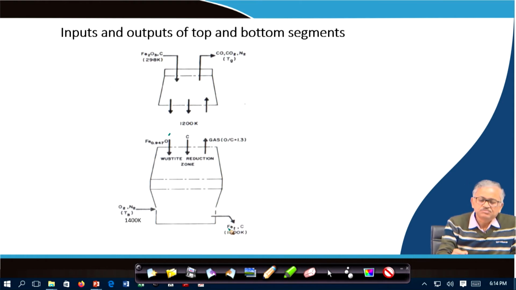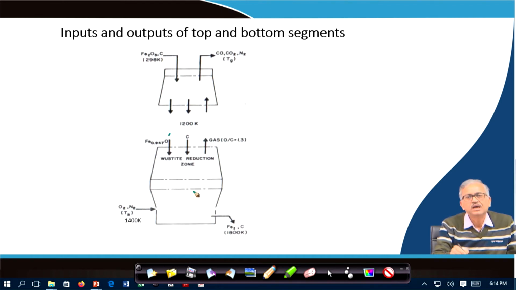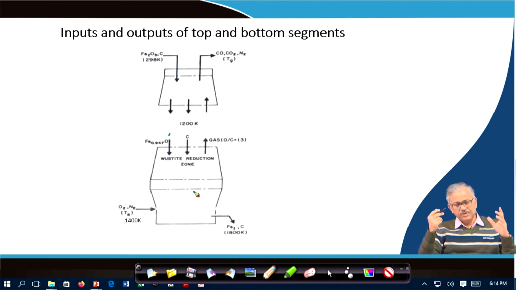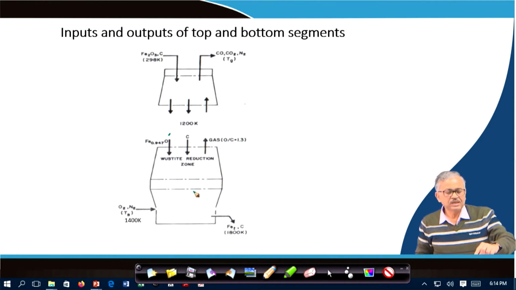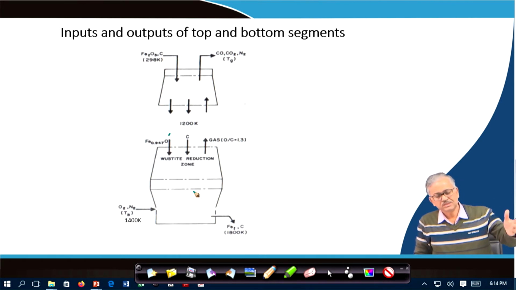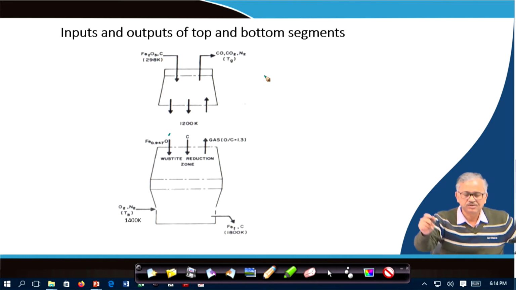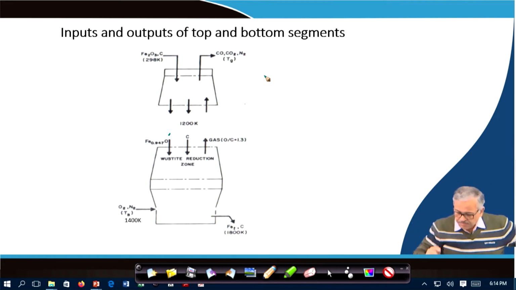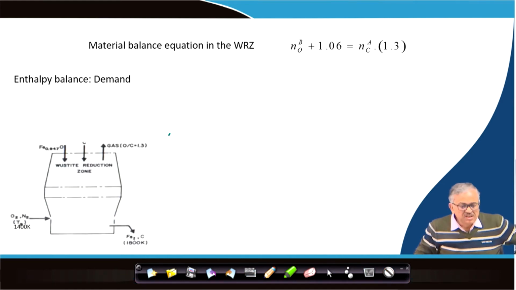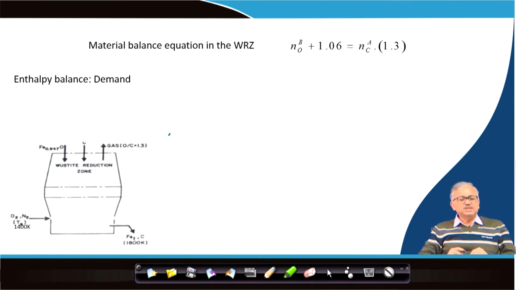So, this is the system. So, I will just make a heat and material balance of the Wüstite reserve zone, and I can get the operating line. Okay. Based on this data, later on I can again do the heat and material balance in the upper part. That will give me the exit gas temperature. But the exit gas composition you can also get from here by just extrapolating the line. So, now let us do the enthalpy balance.